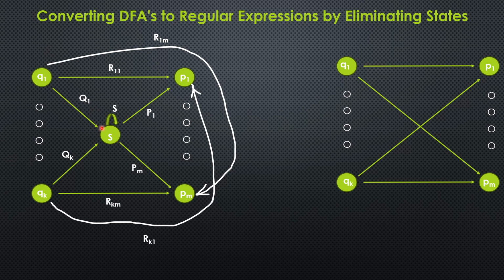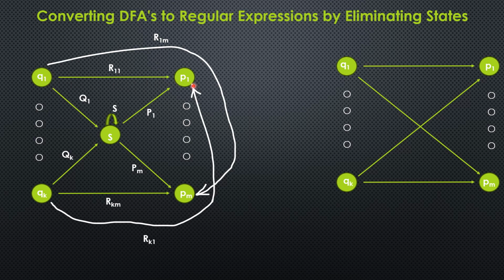Consider I have removed this state S, and I'm removing all these transitions from S to other states and to S from other states. If such a transition and state is removed, then I'll have to replace it. So let me take states Q1 to QK and P1 to PM. Now, first let us see this transition Q1 to P1.